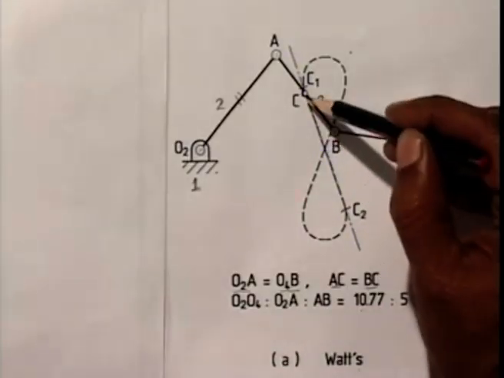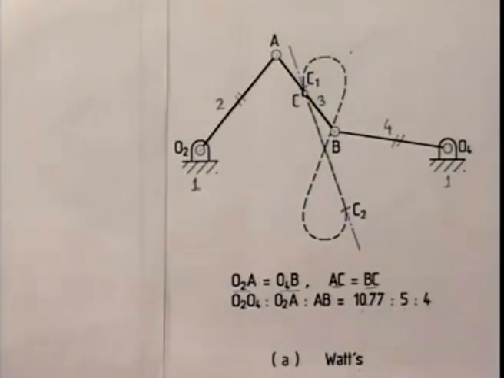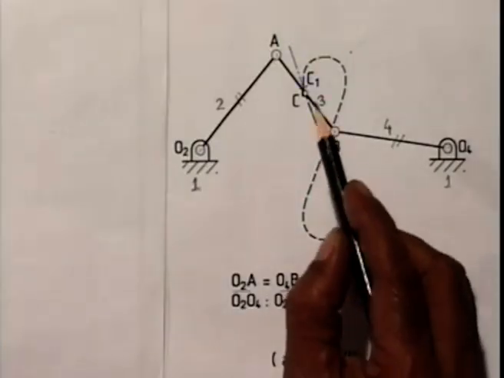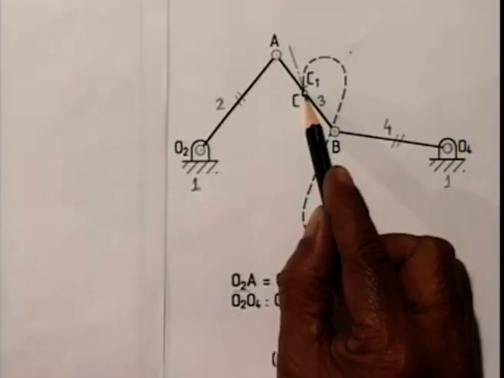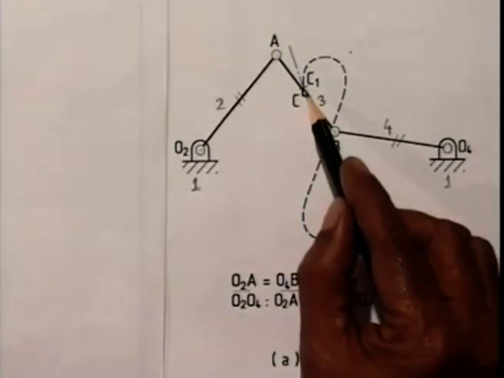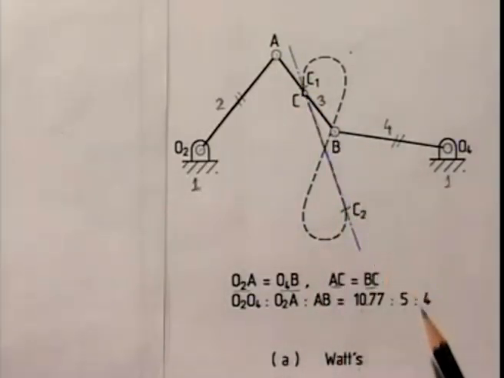In fact, the difference between this straight line and this curve is hardly noticeable. What James Watt did is he connected his piston rod to this point C, and as this linkage moves, the piston goes almost along a straight line. As we notice from these ratios, L max is 10.77 in some unit and L min is 4.